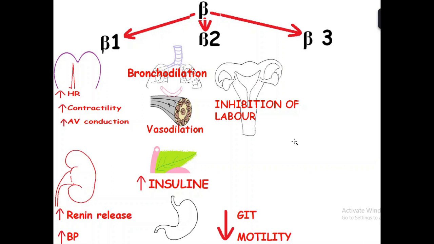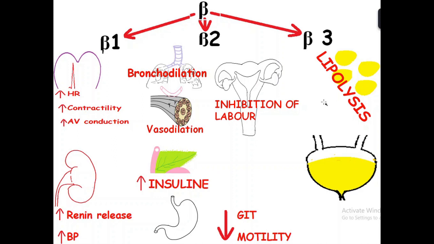And now before we move on, let's talk about beta 3 receptors. Beta 3 receptors are mainly located in adipose tissues, and when they are activated there they lead to increased lipolysis. Beta 3 receptors can also be found in the urinary bladder, and their activation there is thought to cause relaxation of the bladder and prevention of urination.